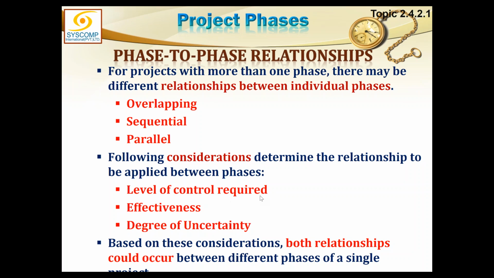Following considerations determine the relationship to be applied between the phases. The level of control you want to acquire. If you don't want a lot of control, you may decide to go for fast tracking because you don't want control. You want to take more risk. You do not want to deal with uncertainty. So uncertainty will increase. When you overlap, you lose control, uncertainty will increase, risk will increase, and maybe your effectiveness is also impacted by that. Based on these considerations, both relationships could occur between different phases of a single project.